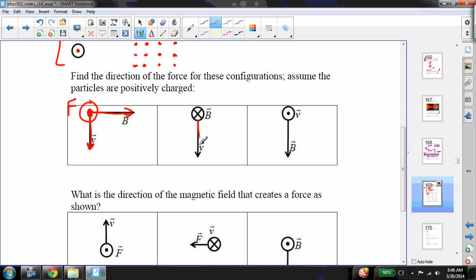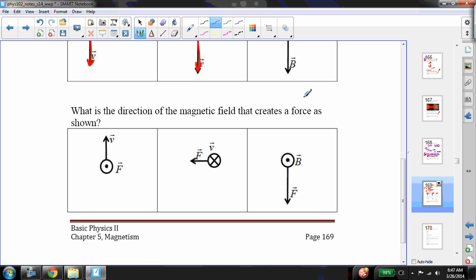Here, I have V going down, so the fingers of your right hand point down, and then you orient your hand so that your palm is pointing into the page, because my magnetic field is into the page here, away from you, and so that gives a force that is to the right. One more. Fingers out of the page, and then you orient your hand so that your palm is pointing down, or pointing towards you in this case, depending on how you're holding your hand. And so my force is going to be in this direction.